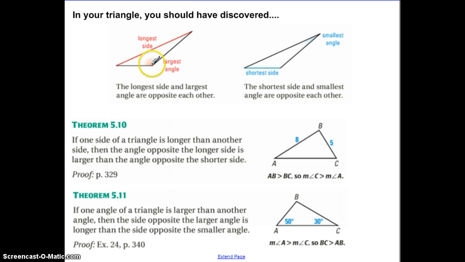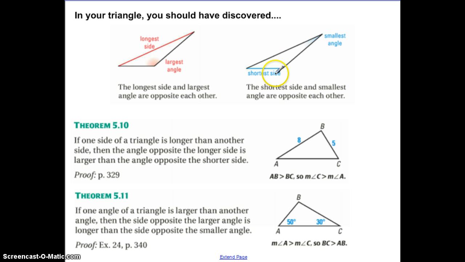So the largest angle is opposite the longest side. Same goes for the shortest side and the smallest angle. The smallest side is opposite of the smallest angle, or the smallest angle is opposite of the shortest side. Okay, so theorem 510 tells us exactly what we just talked about. If one side of a triangle is larger than another side, then the angle opposite the longer side is larger than the angle opposite the shorter side.